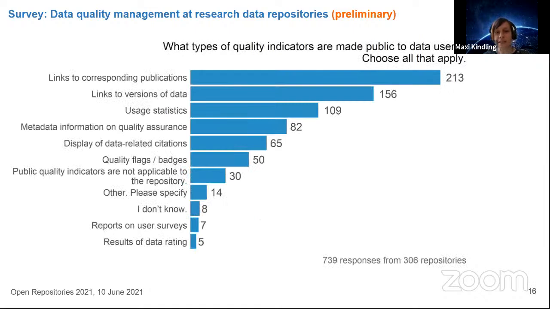And one last insight into the preliminary results before we come to an end. We asked about the types of quality indicators that are made public to data users. And as you can see in this graph, links to corresponding publications and data versioning are the ones chosen mostly. 213 indicated links to publications, 156 indicated data versioning. And as you can see, we used a broad understanding of quality indicators here.